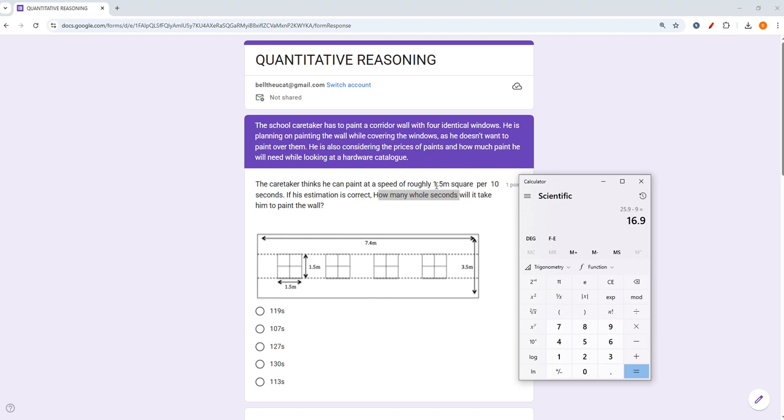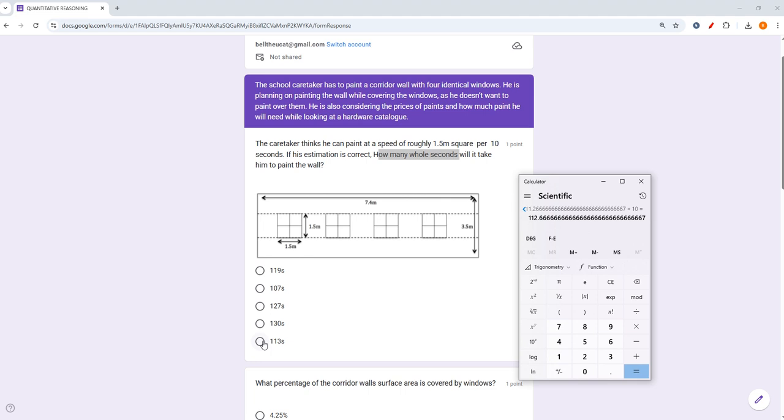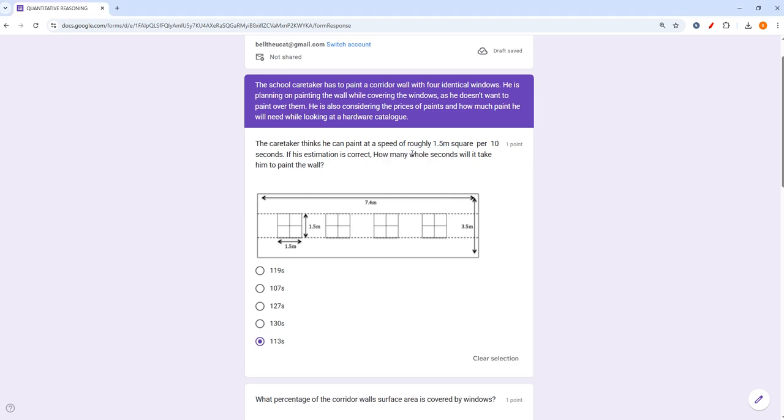Right, 1.5 meters square for 10 seconds. How many 1.5 meters square? Divide by 1.5, 11.2, times by 10, 112.6. Bang, that's the answer. 113 seconds, whole seconds, because he wanted whole seconds altogether.